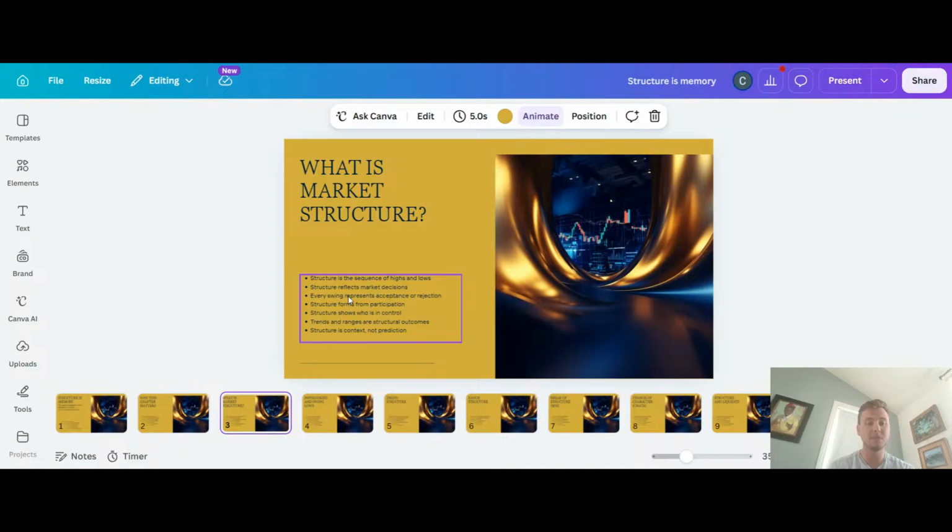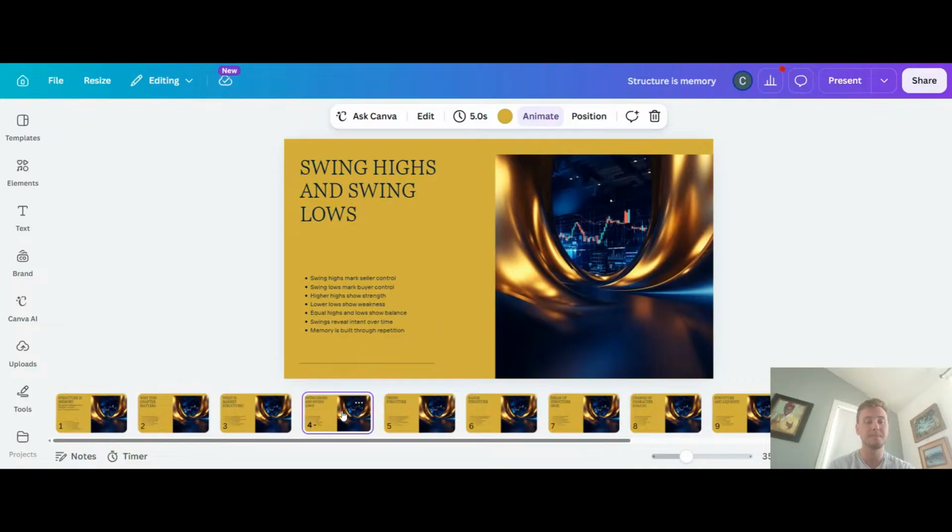What is market structure? Structure is a sequence of highs and lows. Structure reflects market decisions. Every swing represents acceptance or rejection. Structure forms from participation. Structure shows who is in control. Trends and ranges are structural outcomes. Structure is context, not prediction.